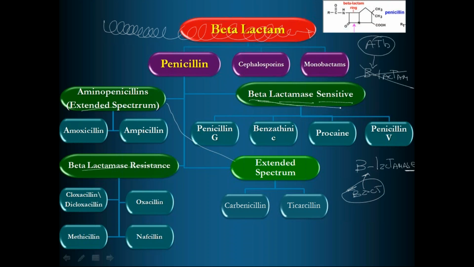So that's why we have beta-lactamase sensitive. That means that if you give an antibiotic to, for example, staphylococcus that produces beta-lactamase, this antibiotic is going to be just water. It's not going to have any effect on the bacteria. So beta-lactamase sensitive means the antibiotic is sensitive to this enzyme produced by the bacteria, the beta-lactamase.